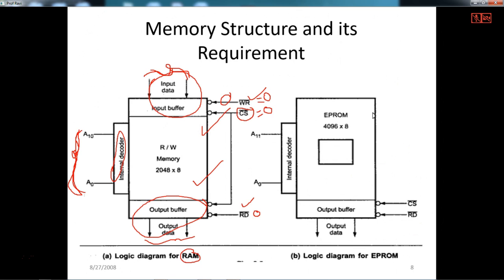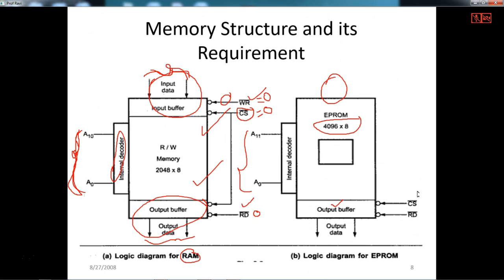Either you can only read, so there is no input data or input buffer here. When the processor gives an address A0 to some address, these address lines depend upon the size of the memory. We will clearly try to discuss this. And here you have an output buffer.